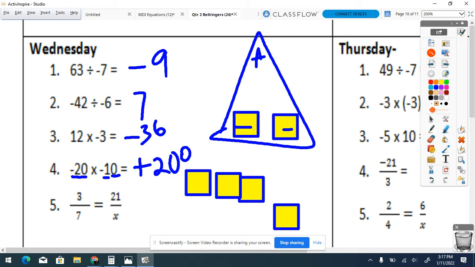All right, then jump into number 5. I know my two numbers are 3 and 21, so I start up top. 3 times 7 is 21. So if I multiply the top by 7, I multiply the bottom by 7. And 7 times 7 is 49.